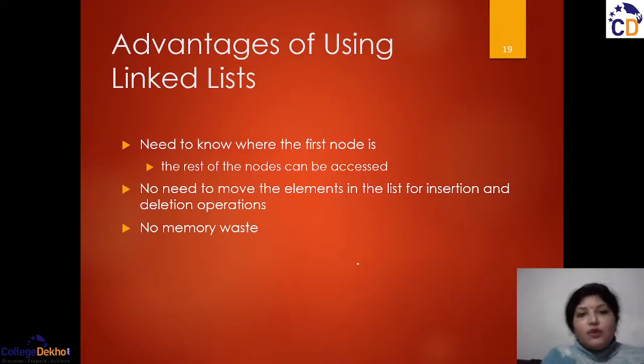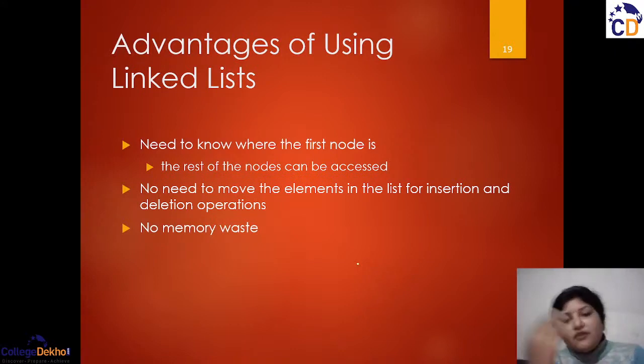Then what are the advantages of using a linked list? We have seen that they are not stored in memory consecutively. So if you have 10 items in the linked list, they are not stored consecutively. They are stored as one data item here, then somewhere else, then somewhere else. So it basically saves memory.